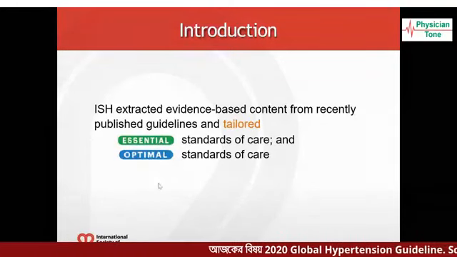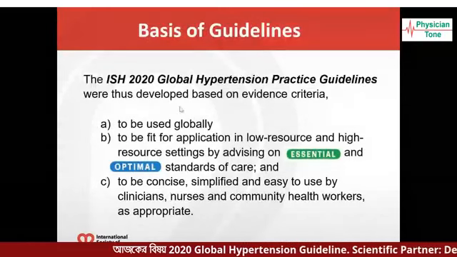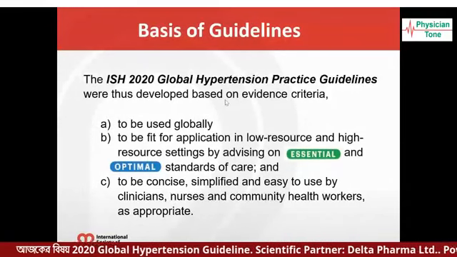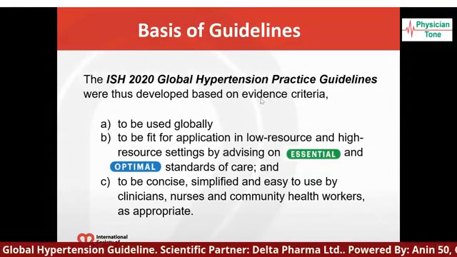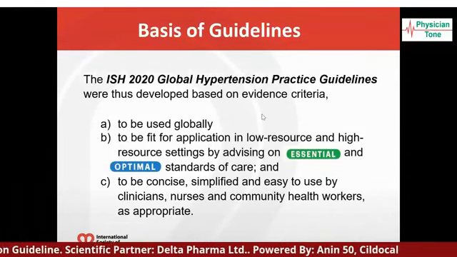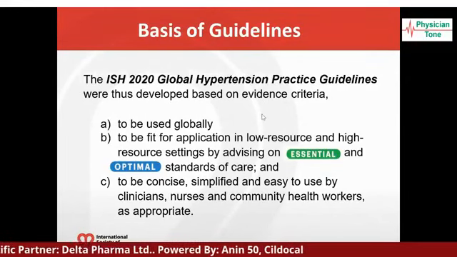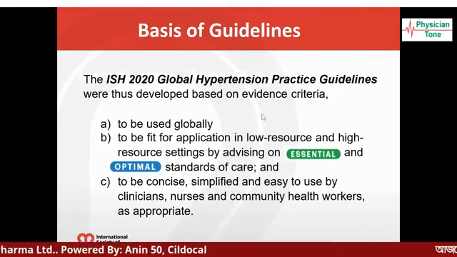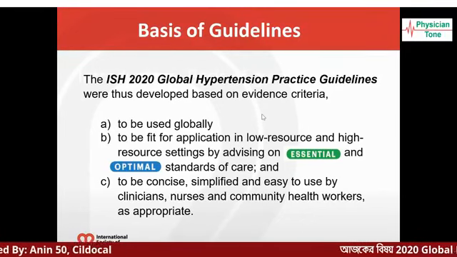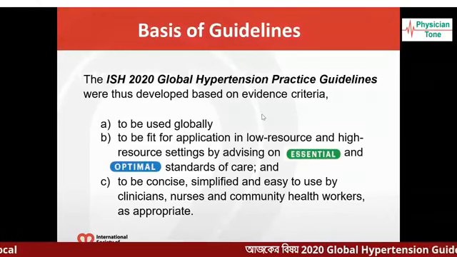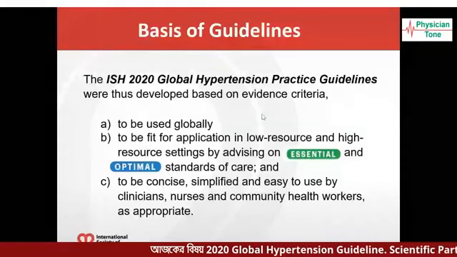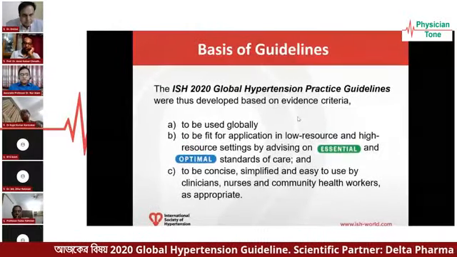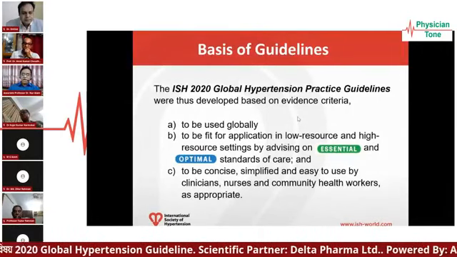So what is the basis of these guidelines? The 2020 Global Hypertension Practice Guidelines are to be used globally, to be fit for application in low resource and high resource settings by advising on essential and optimal standards of care, to be concise, simplified, and easy to use by clinicians, nurses, and community health workers as appropriate.